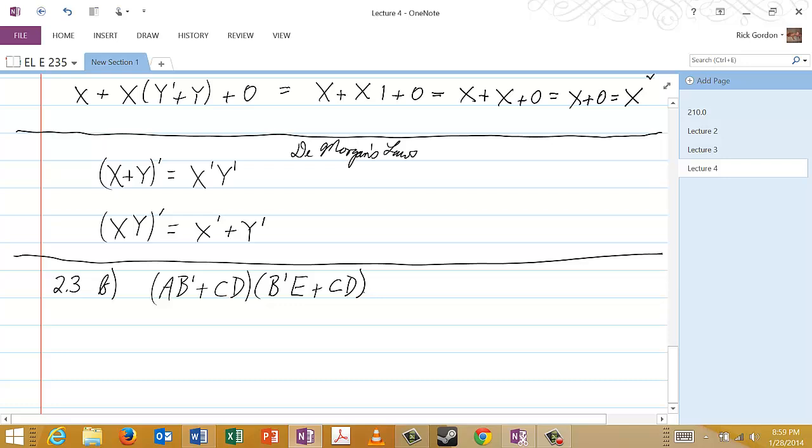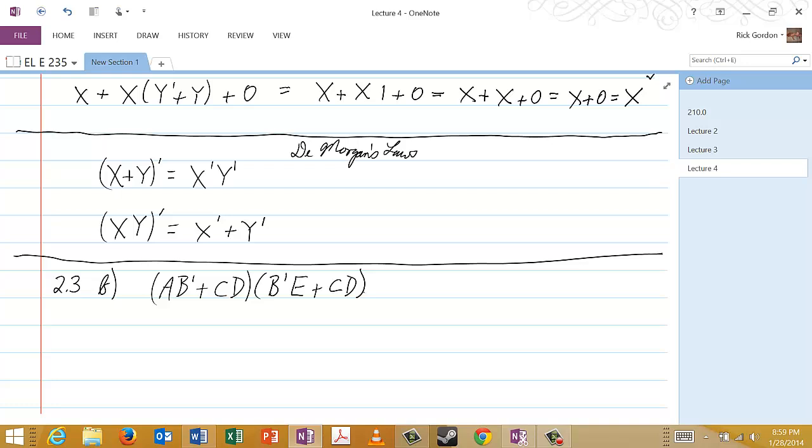Now in this problem, all these symbols A, B, C, D, and E are assumed to be binary variables, and we're supposed to simplify this expression that we've written here. Well, my approach would be to go ahead and multiply all of this out.